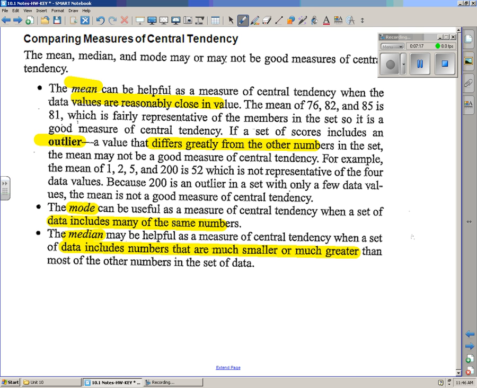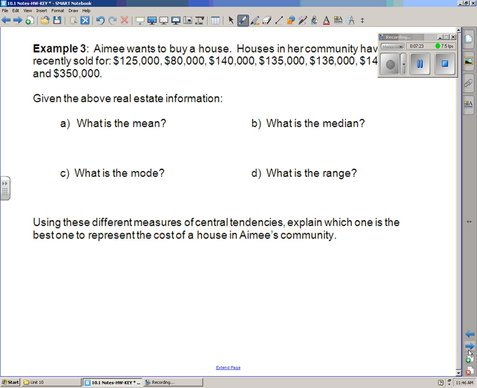So they tend to ask this question on the Regents about, here's the situation, what's the best measure of central tendency and why? And that happens in this next example. Amy wants to buy a house. Houses in her community are sold for, and you can read all that.